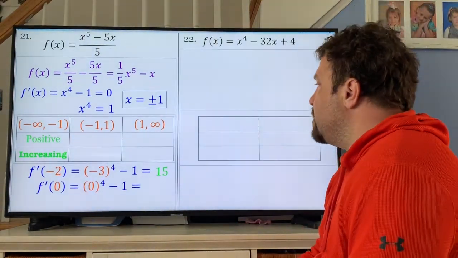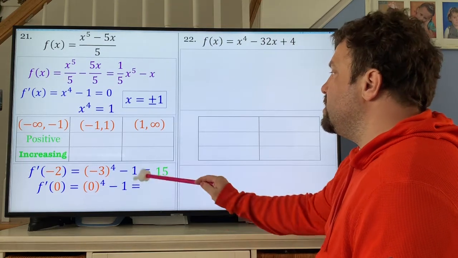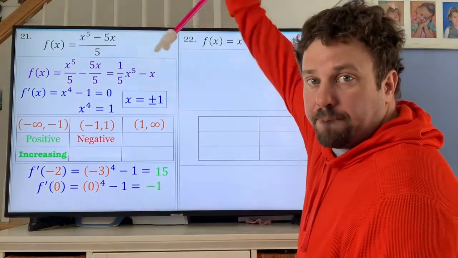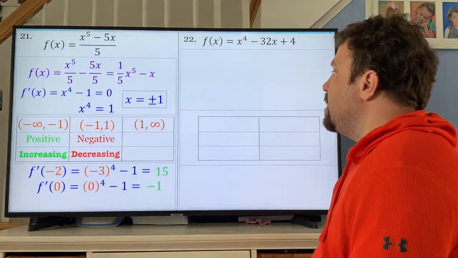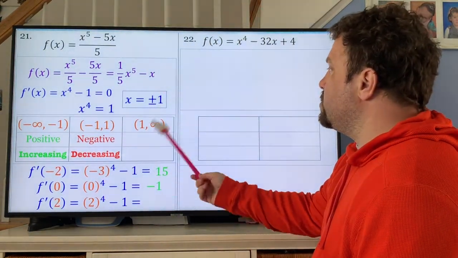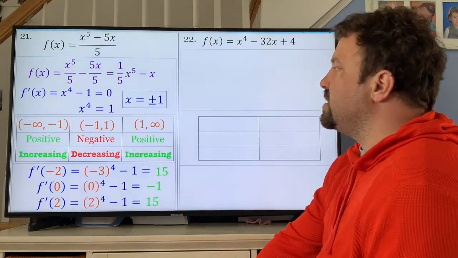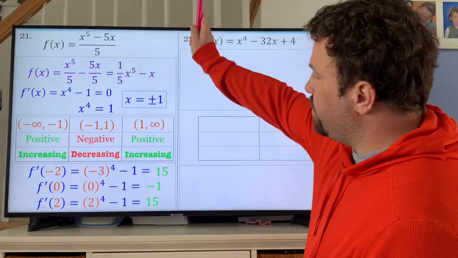Between these two numbers, try 0: 0 to the 4th minus 1 is negative 1. That is a negative number, and negative numbers are decreasing. Then on the last interval, pick a number like 2: 2 to the 4th power, 16 minus 1, is also 15. 15 is a positive number, which is increasing. So your graph goes up, down, and up.